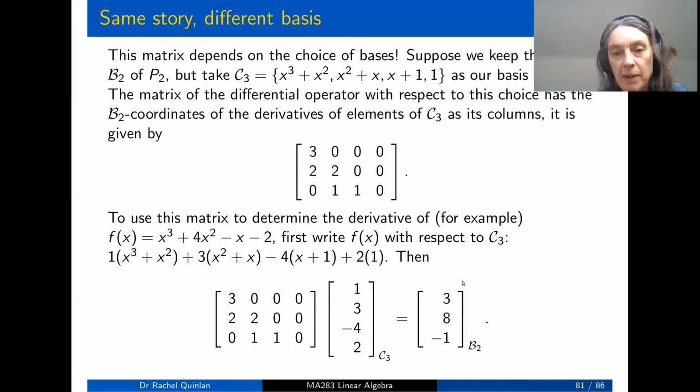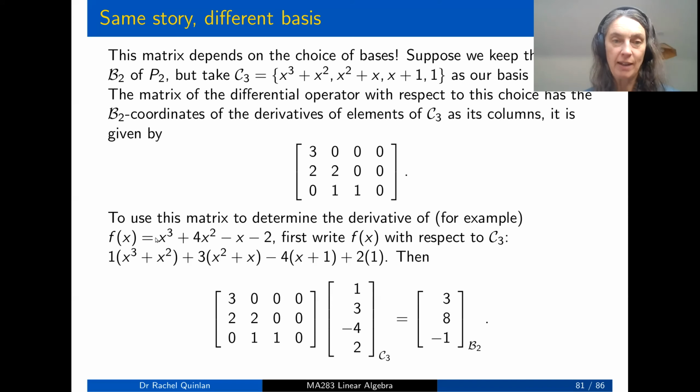So the result of this multiplication, in the first entry, we've got 3 times 1 plus 0, 0, 0, so we get 3. In the second position, we've got 2 times 1 plus 2 times 3, so we get 2 plus 6, which is 8. In the third entry, we've got 0 times 1 plus 1 times 3 minus 1 times 4, so we've got minus 1. So this is saying that the derivative of the polynomial f(x) should be the polynomial whose coordinates in B2 are 3, 8, minus 1, which would be 3x squared plus 8x minus 1.